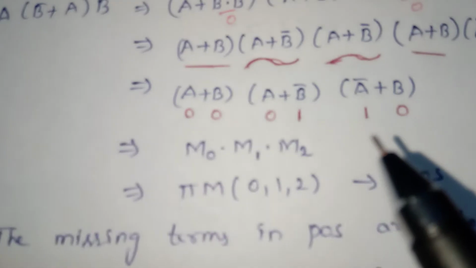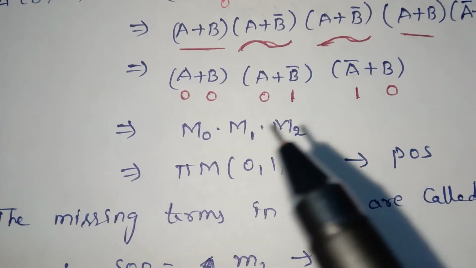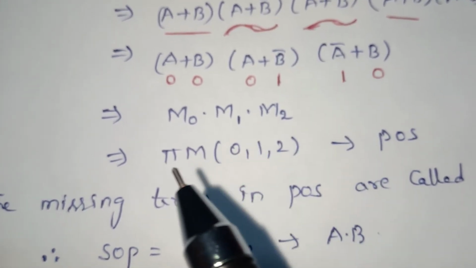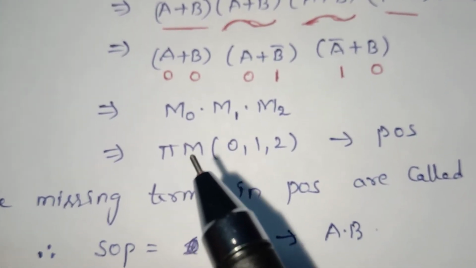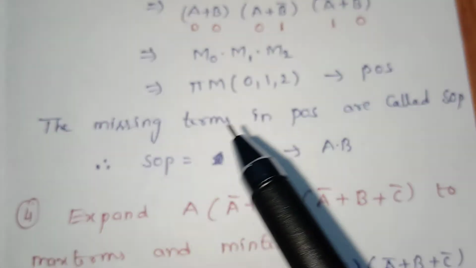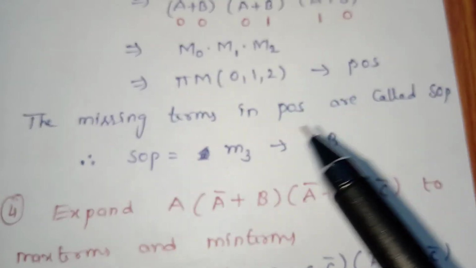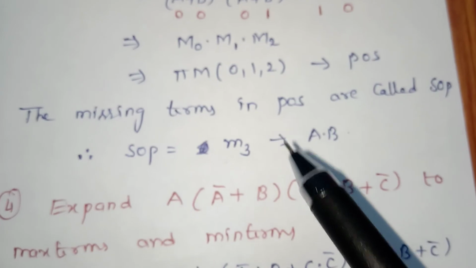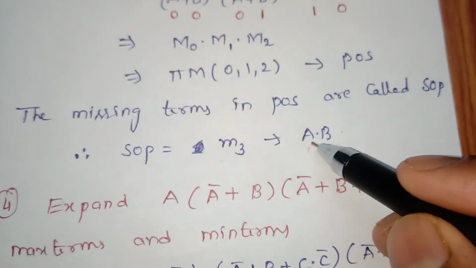Then it becomes what? M0. It becomes what? M1. It becomes M2. Therefore, M0, M1, M2. Since it is a product of sums, therefore I have to use the notation pi, capital letter M of 0, 1, 2. These are the product of sums. Now we know that the missing terms in product of sums are called as SOP. What is the missing term? Small letter M3. That is a missing term. That is AB. Why? Because 1, 1. Is it clear?